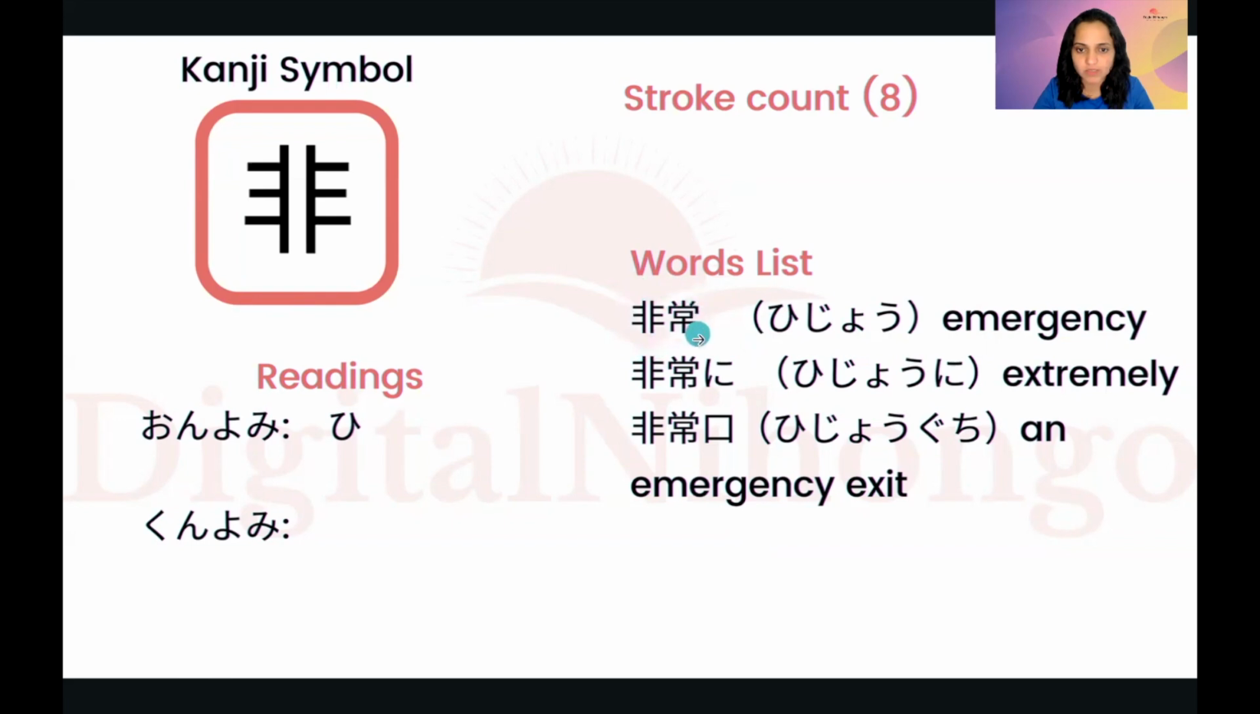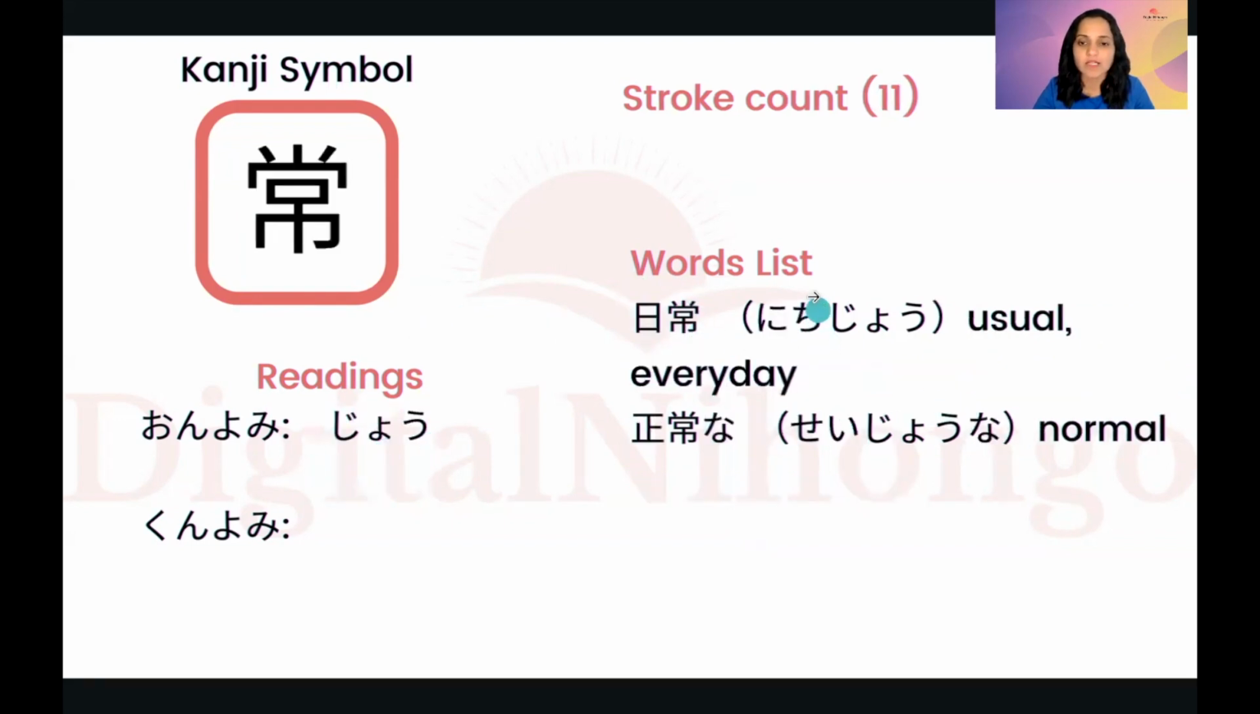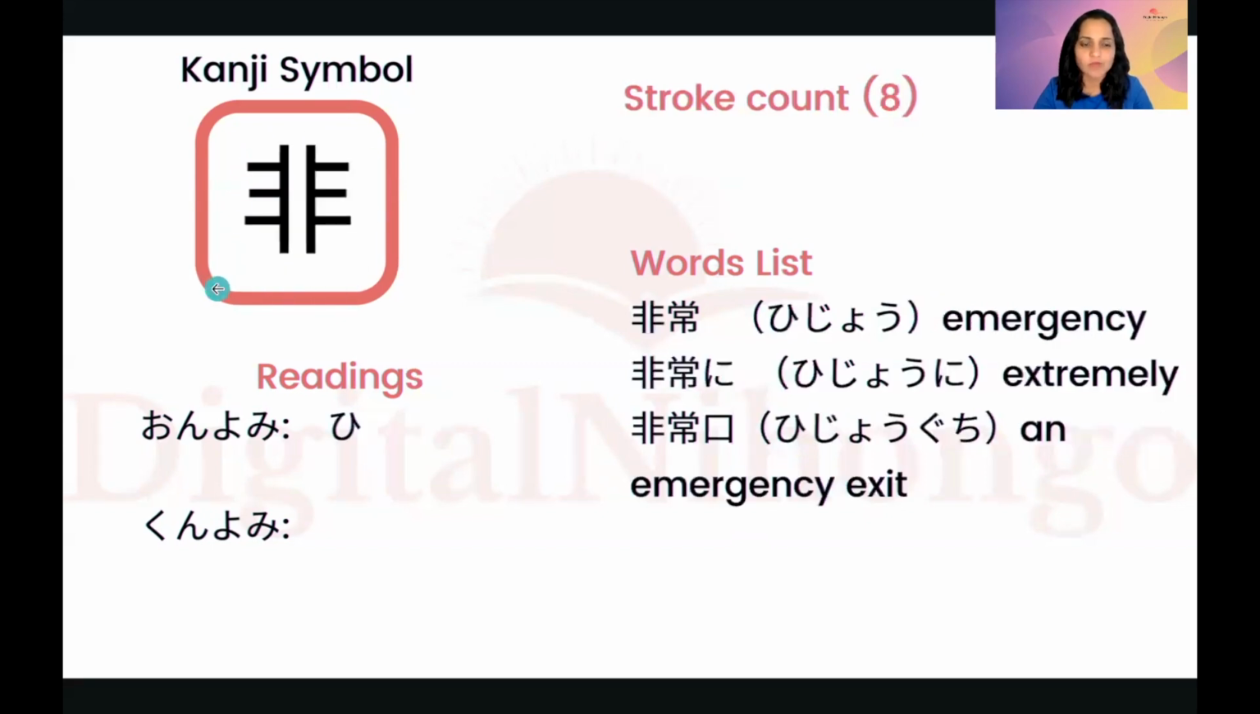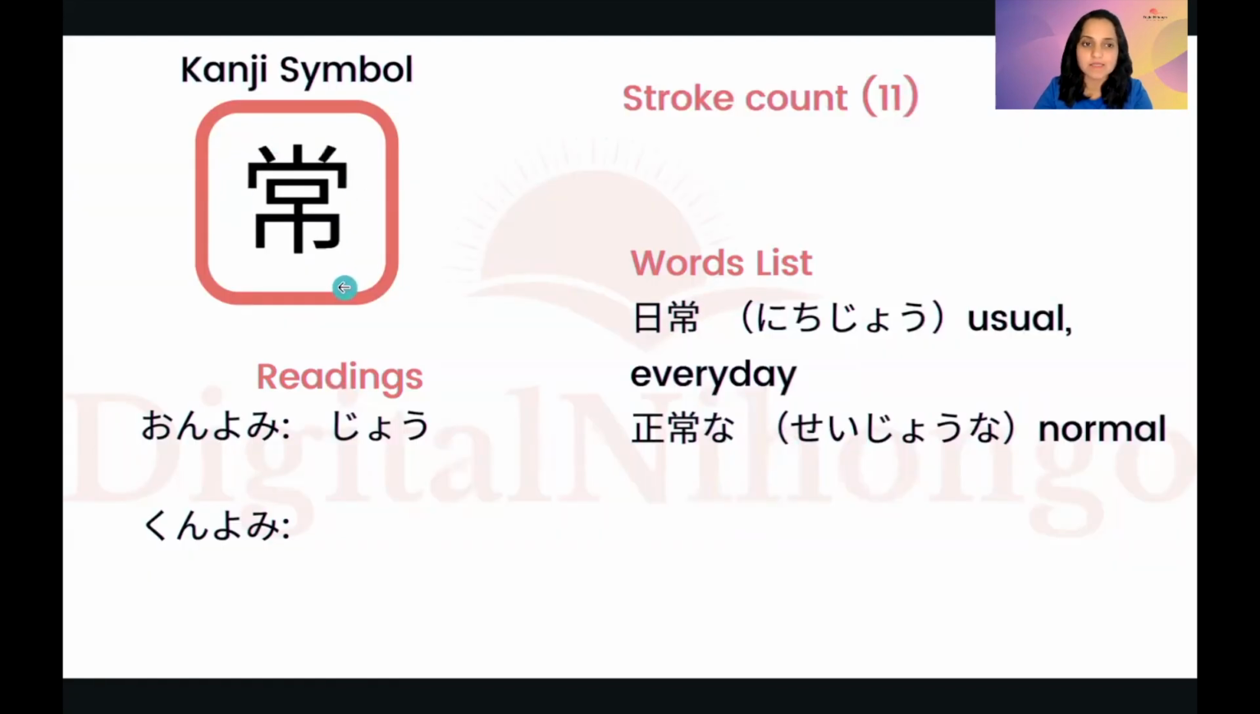We learned this one. Now the next one is jo. Nichijo is usual or everyday. Nichijo, everyday. Then seijona is normal. Regular, normal is seijona. So see this kanji symbol. Both kanjis are very typical. See that there are 8 strokes in this kanji. And see this part, this is something like a hat. You have these 3 strokes here. And this part is there in the kanji of shi also. Shi for city.